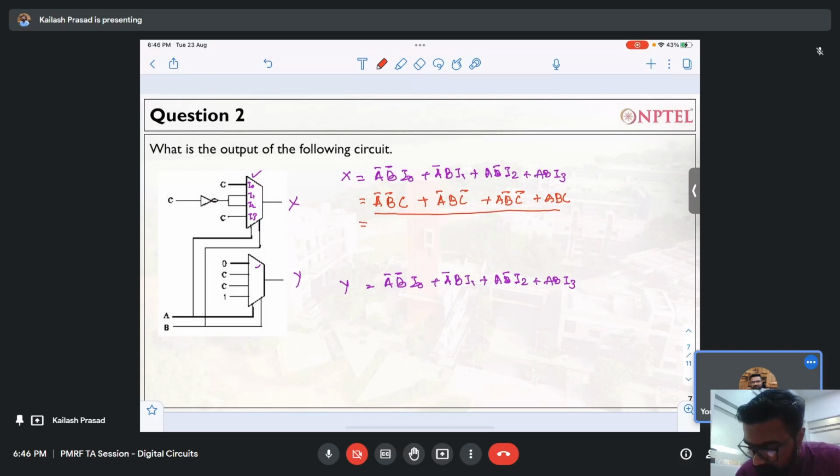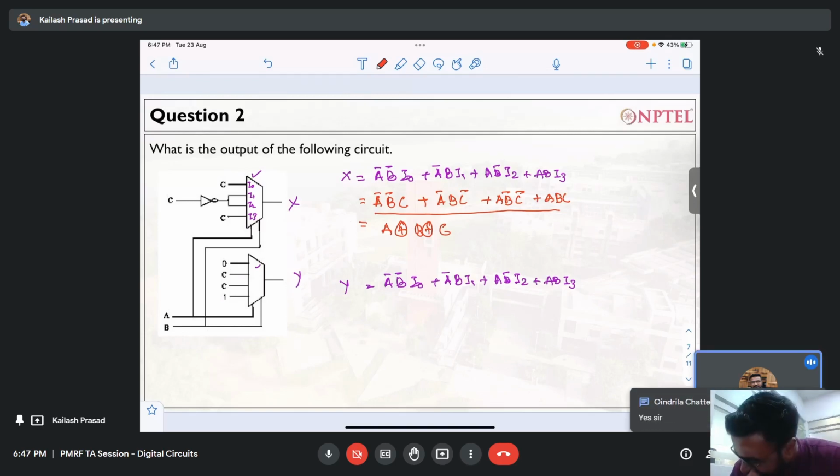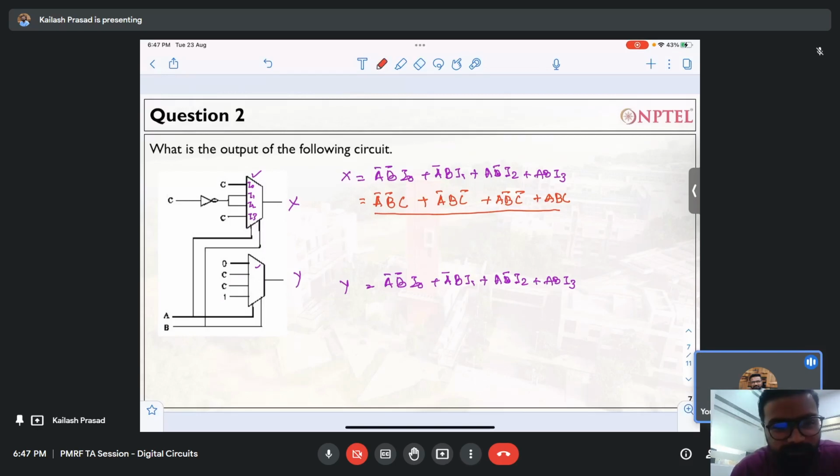If you don't know, this is A XOR B XOR C. Everybody agrees this is A XOR B XOR C, or should I explain? Yes, sir, please explain once. We should explain. So there are only two steps that I have to do.